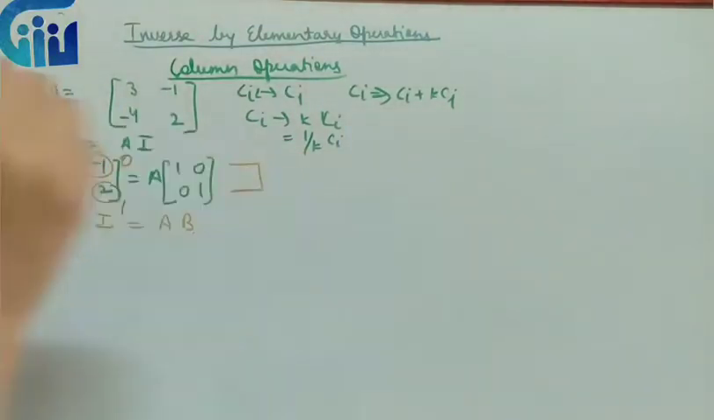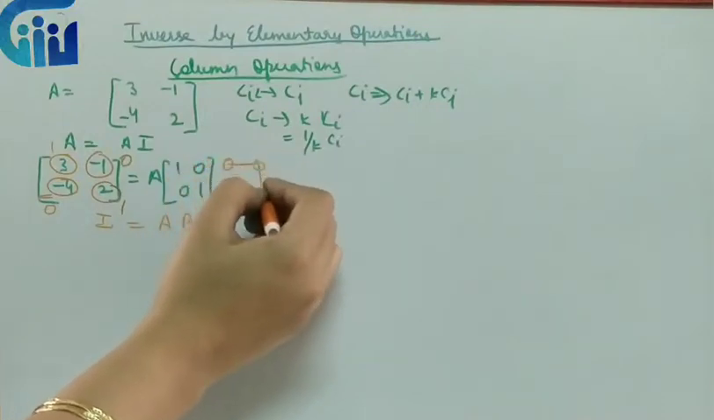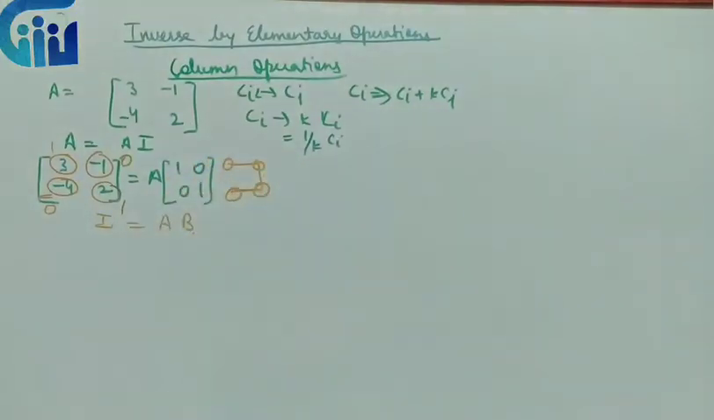I will move like this. When we were doing row operations, we moved in a U manner. When I am doing column operations, I will move like this. It means I will change first this, then this, then this, and then this. So now let's start. The first element is 3.